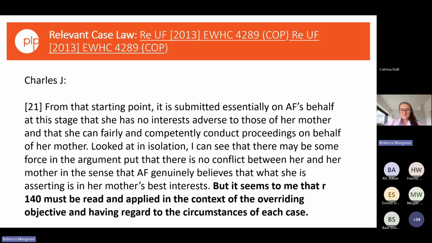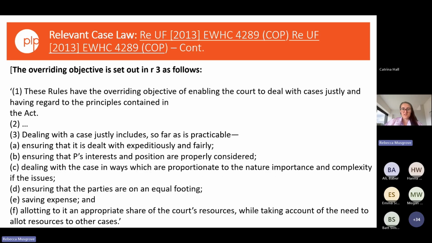So in effect, what he's saying is, well, as we know, you can have family members acting as litigation friend, but you have to look at it and it's very fact specific. So he refers to the overriding objective. Again, everyone will be familiar with this, but the obvious thing, I think, is being able to ensure that P's interests and position are properly considered, which is probably particularly relevant in terms of the overriding objective for our purposes.